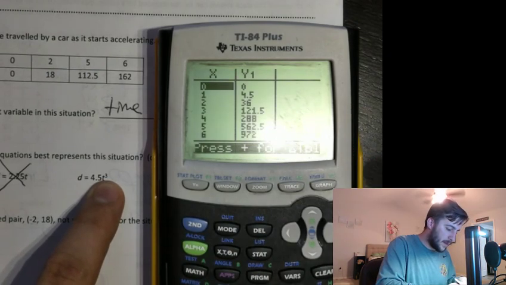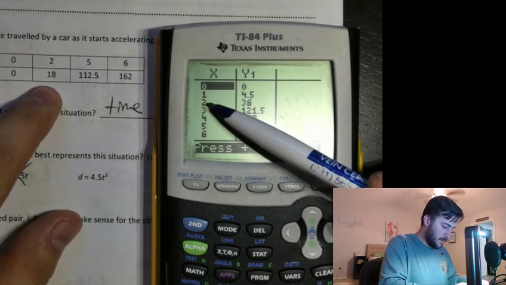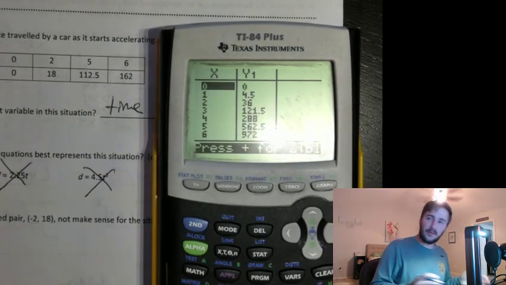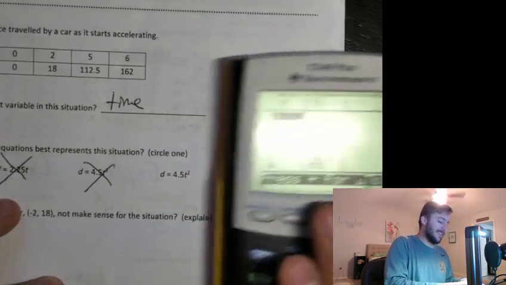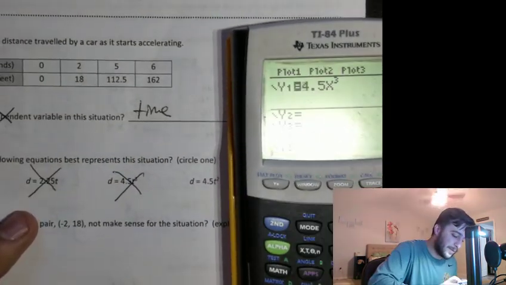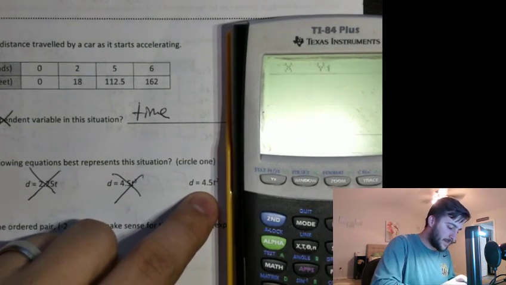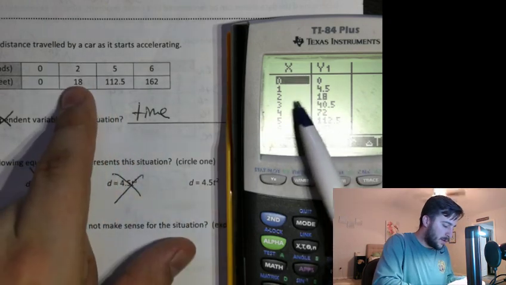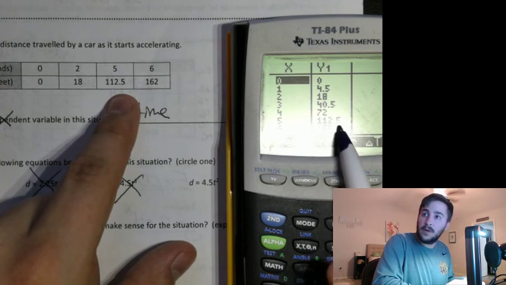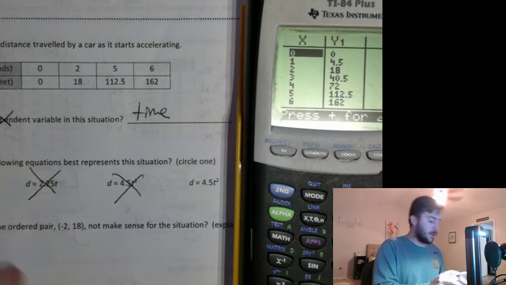Second graph. Okay. 0, 0, good. 218. 236. Nope, can't be that one. Of course it's the one on the right. Of course it's the last one I try. Okay, y equals 4.5x squared this time. 0, 0, 218, looking good. 5, 112.5, and then 6, 162. Bingo.